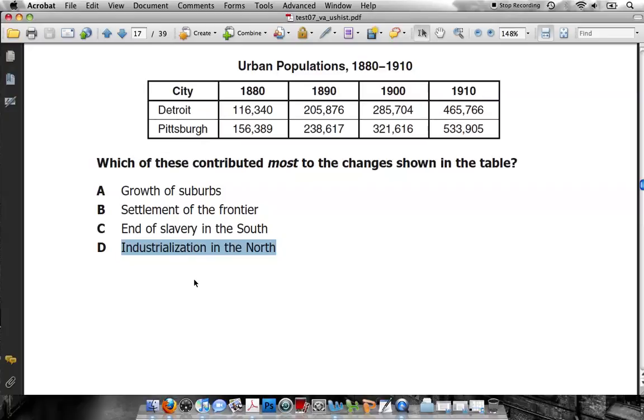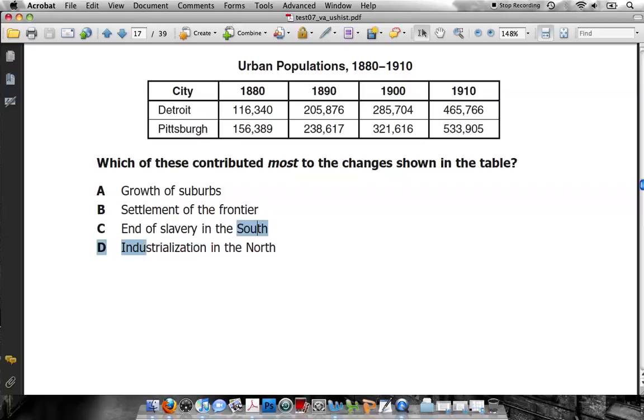Now let's look at each one of these answers and look at the data. What we see in the data for Detroit is that over the course of a 30-year period from 1880 to 1910, the population of Detroit goes from about 116,000 to almost 466,000. So the population more than triples. In Pittsburgh, it goes from 156,000 to almost 534,000. It too almost triples in 30 years.